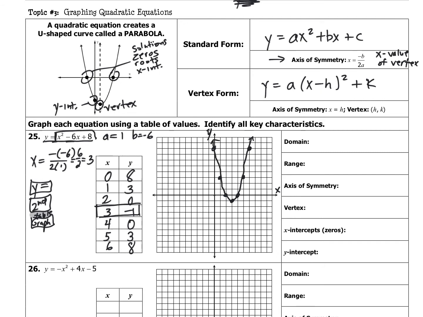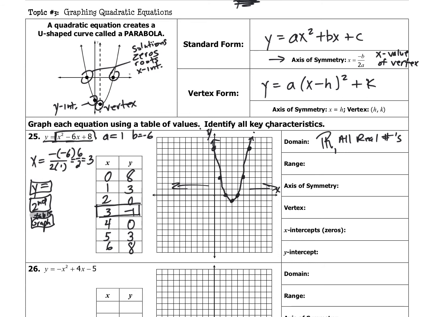So the domain, the x values for this graph going left and right, it looks like this graph continues to go in both directions, and it's not very steep, but it is continuing to go in both directions, so the domain is going to be all real numbers. In fact, it's going to be all real numbers for every one of these graphs, just giving you the heads up.